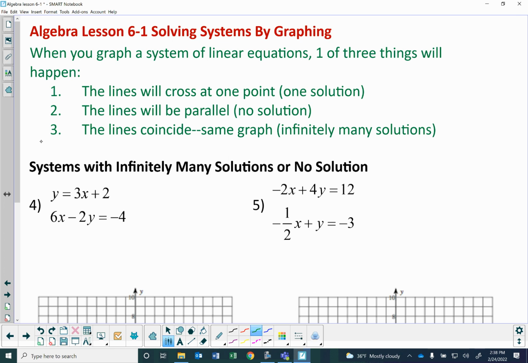So the first one here will give us what we call a consistent graph, and sometimes an independent one. The second one gives us an inconsistent graph. And this last one gives us a consistent and dependent system.